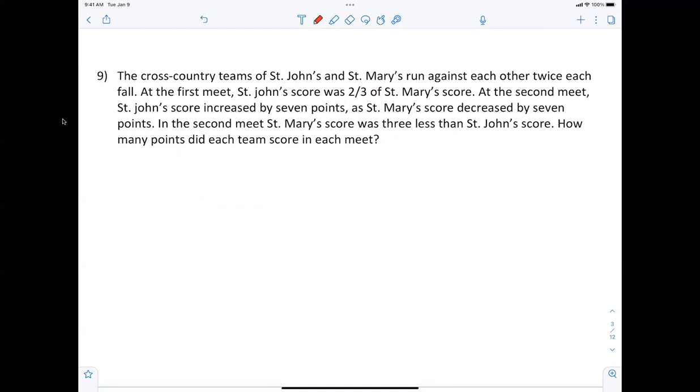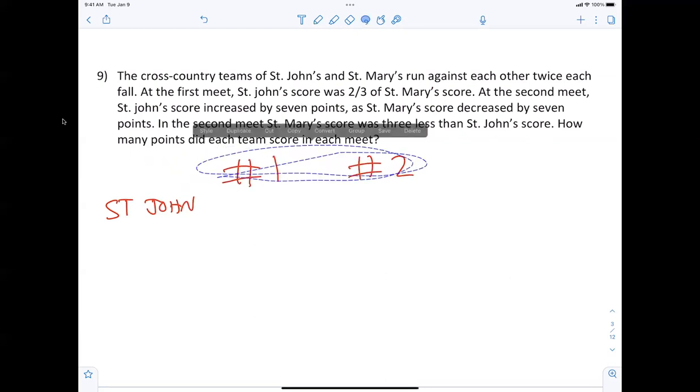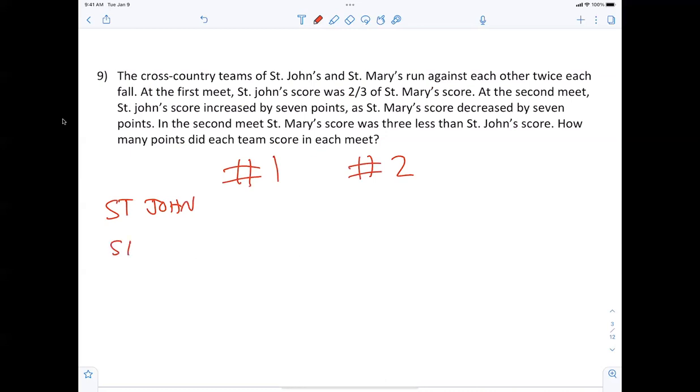All right, so we're going to start out. So they have race number 1, and then we have race number 2. We have St. John, right? And we have St. Mary. Here we go. Focus now. All right, that's what we have.